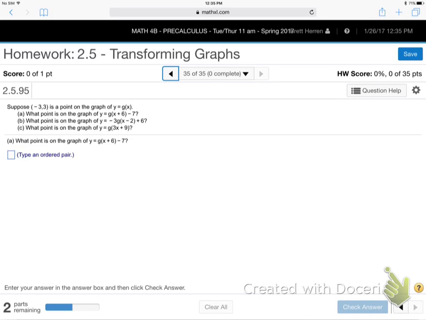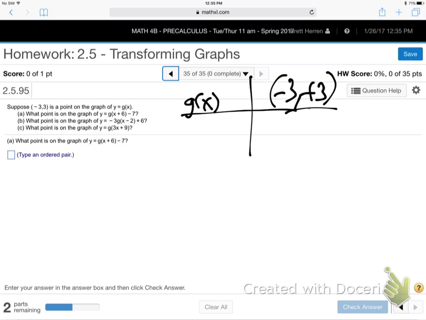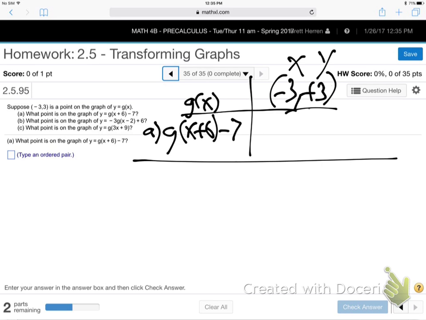Okay, so there it is. The trick on this one is we're starting with g of x, and we're starting with negative 3, positive 3. Let me make that a little bigger. Negative 3, positive 3. All right, and they want us to go through a series of steps. Part A asks, what is g of x plus 6 minus 7. Where are the points, the x, negative 3, the y, positive 3, where are they going to go when you do g of x plus 6 minus 7?